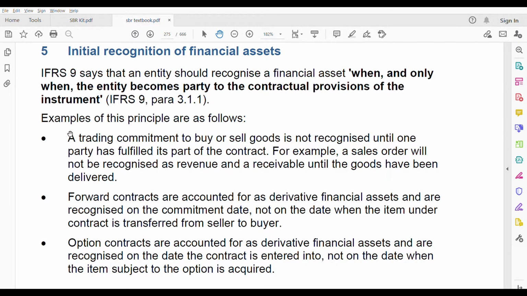What does it mean? We'll break this one by one and we'll try to understand this. Let's say you have a contract to buy a good or even sell a good, in both ways, buy or sell. It cannot be recognized until one party has fulfilled its part of the contract. At least one of you or either the other party should fulfill their part. Until then you cannot recognize it, whether it's a sale or purchase.